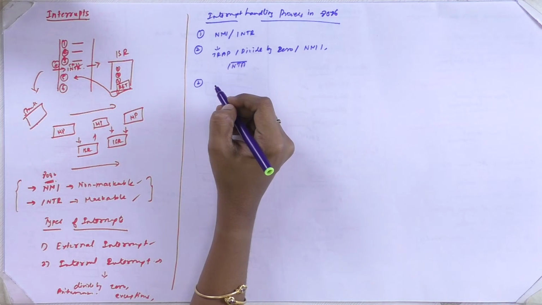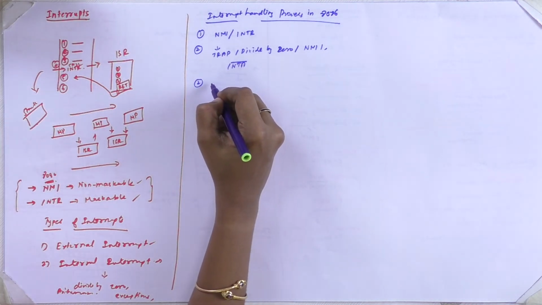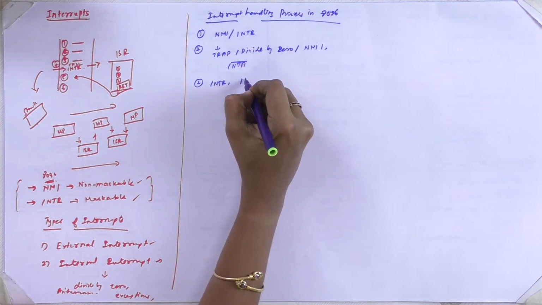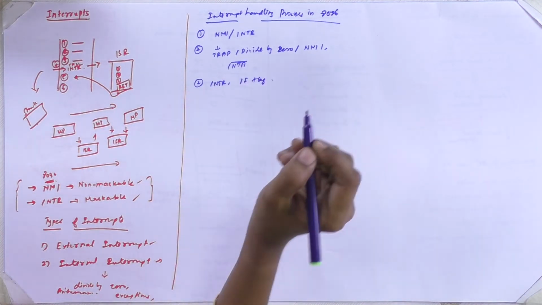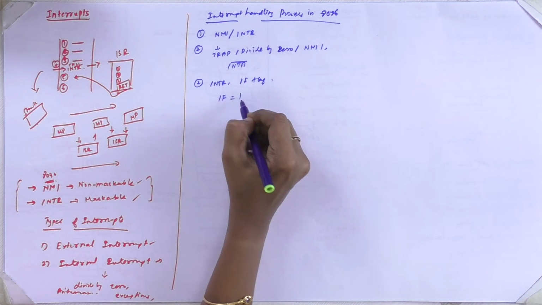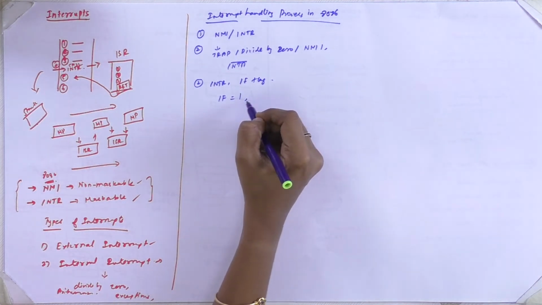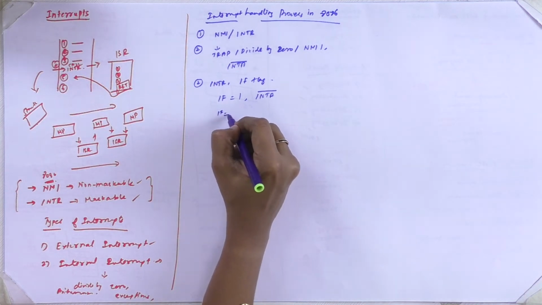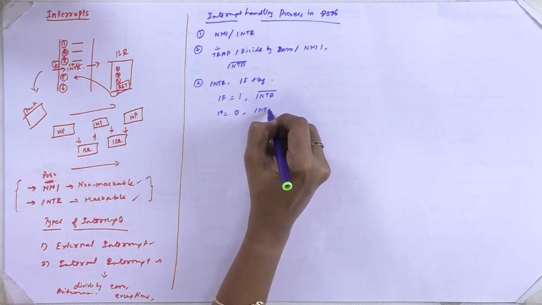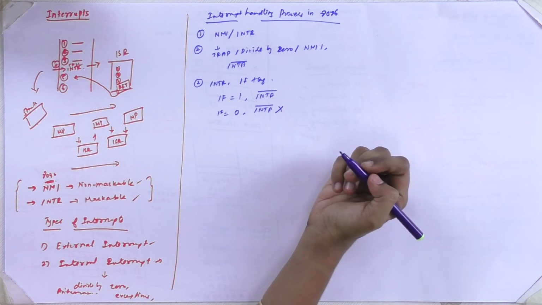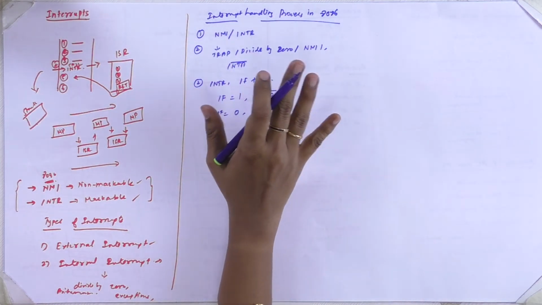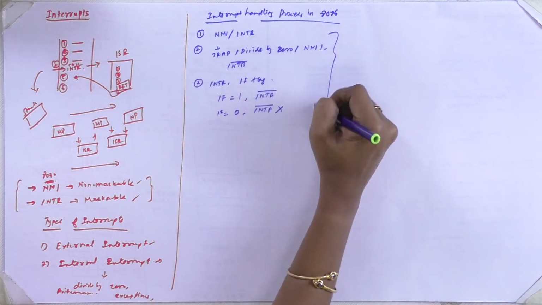And if it is an interrupt request given via the INTR pin, then the processor checks the status of the IF flag. If the IF flag is set, that is equal to 1, then interrupt acknowledgement is given. If it is not set, then INTA, that is interrupt acknowledgement, is not given. So this is the first sequence, that is identification of interrupts.